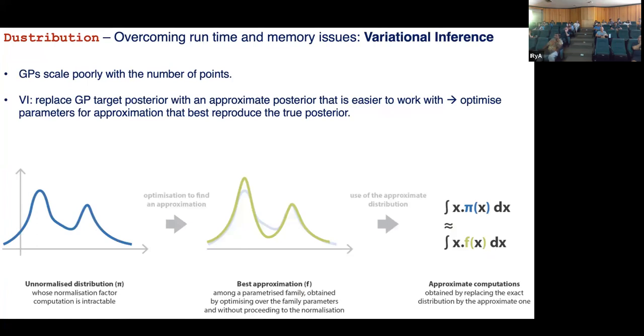Okay, so variational inference is a very powerful technique, not just in GPs, you can use it in other techniques as well. What you do is you have your exact posterior and you replace it with an approximate posterior, which is a Gaussian. So we use a Gaussian, which is described by a mean and standard deviation. This means you can basically reduce the amount of points you have to fit.